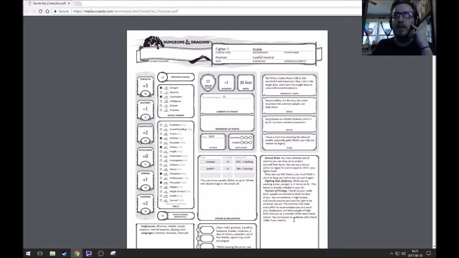You can secure an audience with a local noble if you need to. Now, this does come up a couple of times in the starter campaign, actually, so handy power to have. Let's continue back up here.